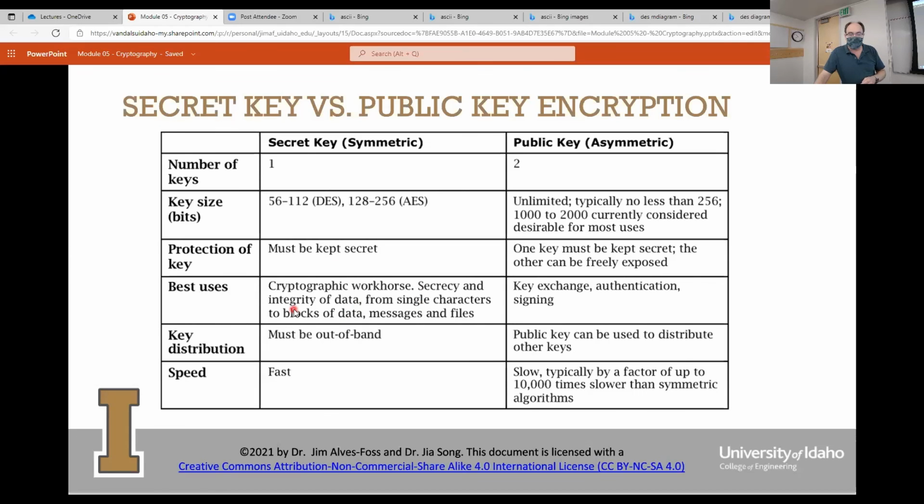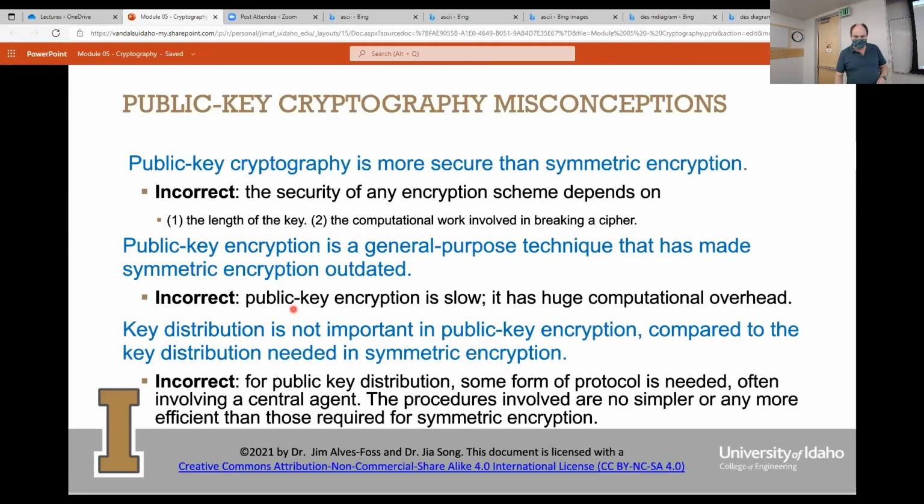This is a cryptographic workhorse, providing secrecy and integrity of data, from single characters to blocks of messages and files. It's fast. DES is much faster than RSA. A symmetric key is always much faster than a public key. And so we'll talk about ways of taking care of that, so we get the speed of the symmetric key and the security of public key. But I think I'm going to stop there.